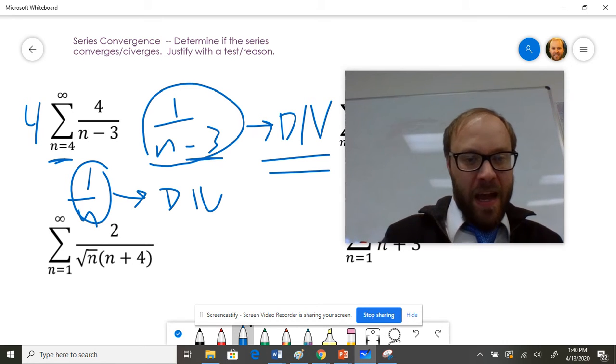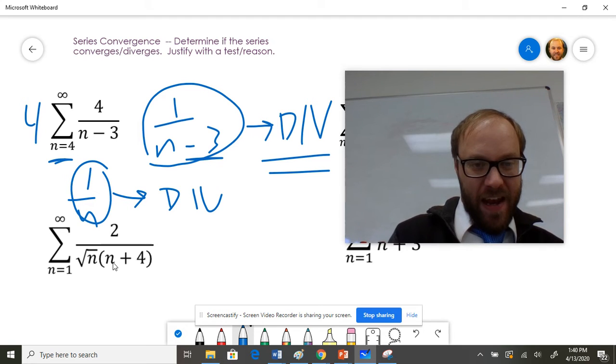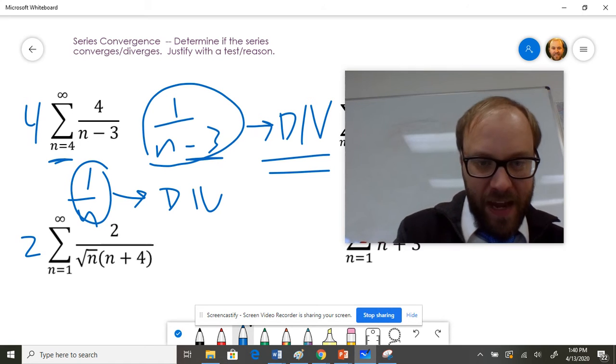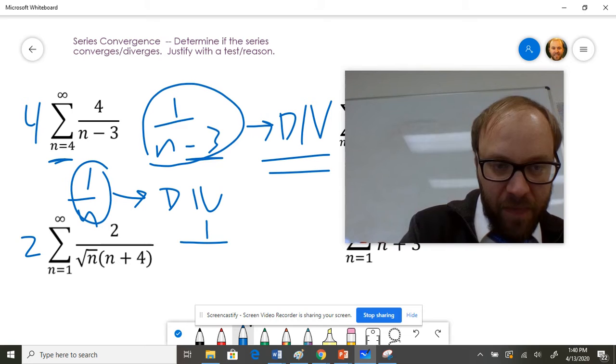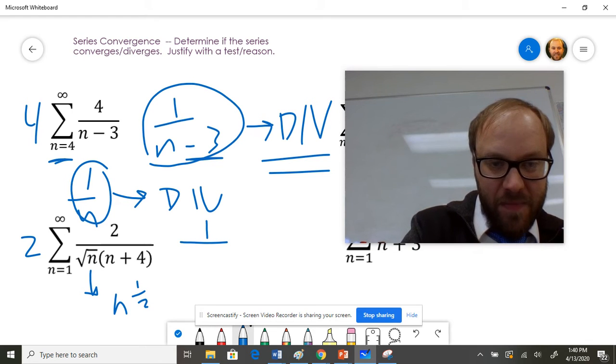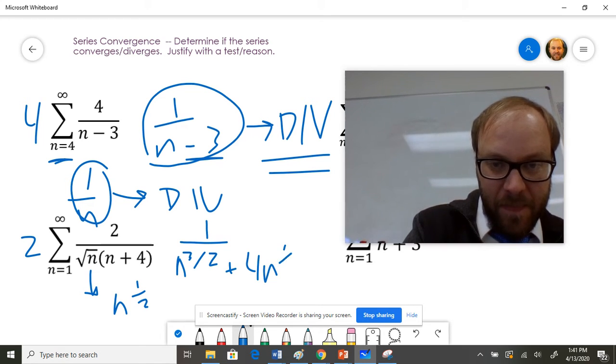All right, number 2. We've got this 2 over radical n times quantity n plus 4. Once again, I'm going to factor out a 2 here, and I'm going to rewrite that denominator. I'm going to rewrite this as 1 over. Remember, radical n is the same thing as n to the 1/2 power, and I could distribute that through. That's going to be n times n to the 1/2, which is n to the 3/2 power, or n to the 1.5 power, plus 4n to the 1/2.